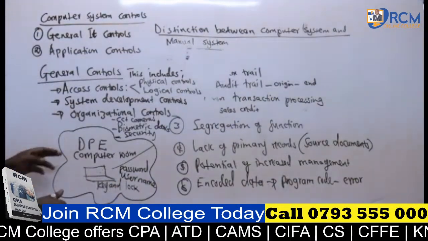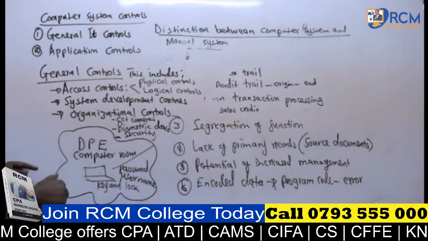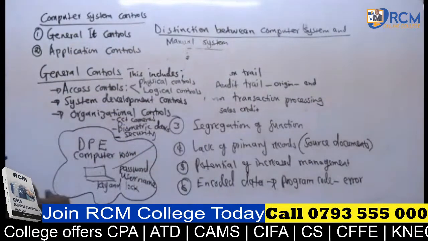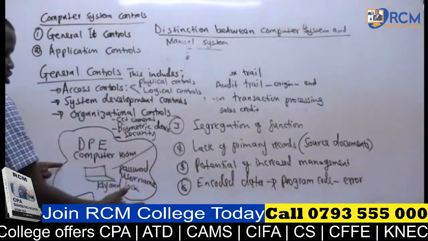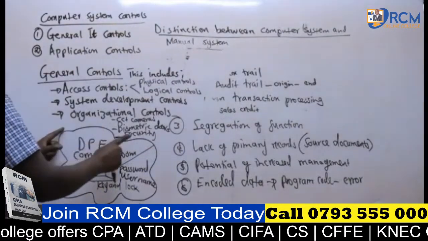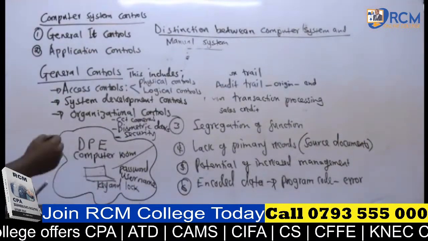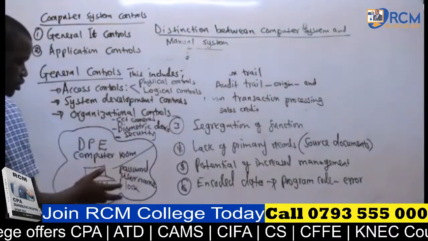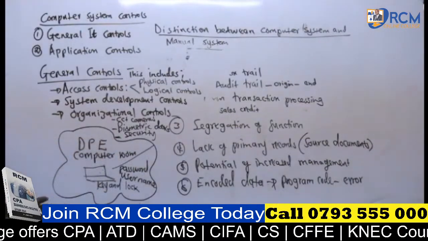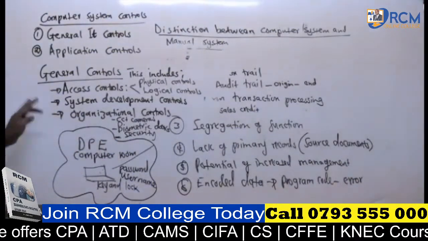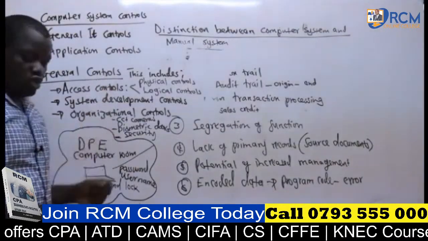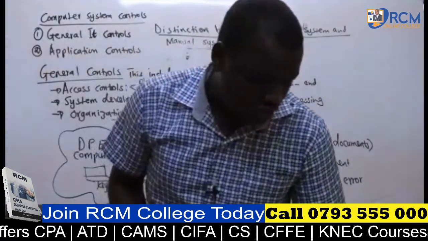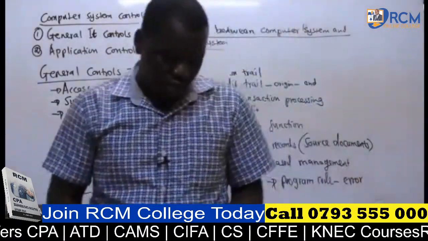So whenever we mention general controls, these are controls which are meant to protect the overall data processing environment or the computer room or maybe an information system. They are divided into these particular areas. Access controls, which I've at least mentioned, they could be physical controls, then the logical controls.